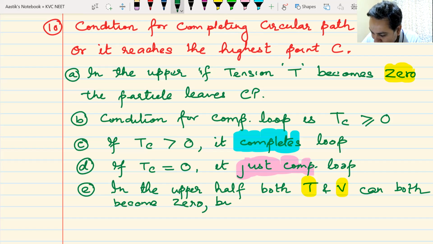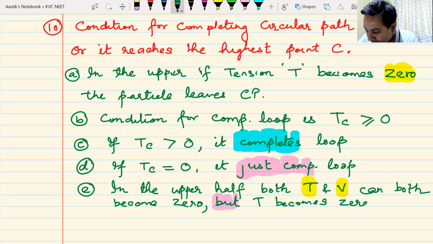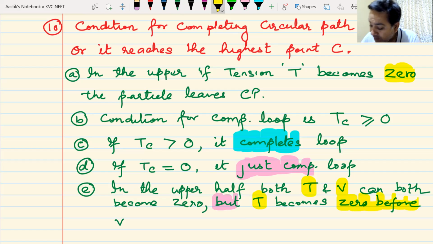But, and this is an important but, in the upper half, T becomes zero before V. T becomes zero before V.